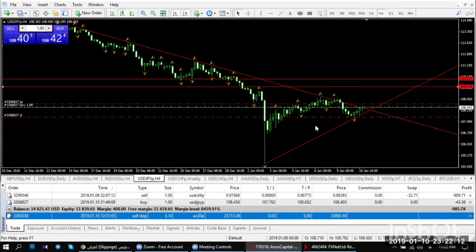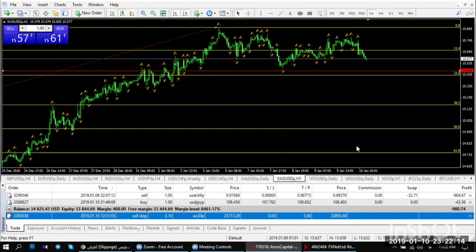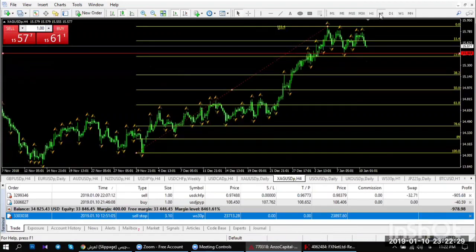Can you please move on to the silver chart? Okay, can you see my pointer? If you click on the screen, I can see it. So, at this area here, on the 4 hour time frame.